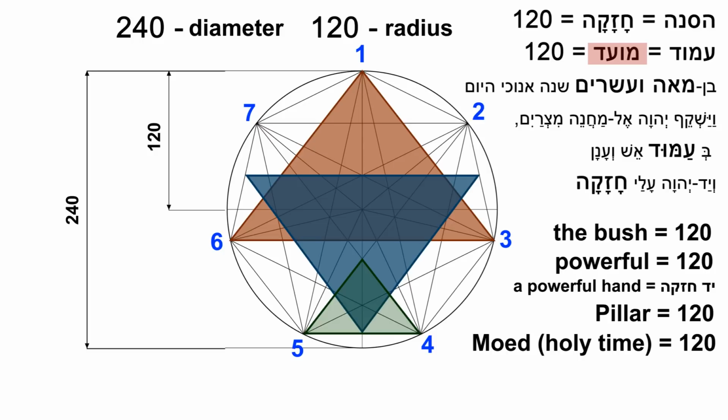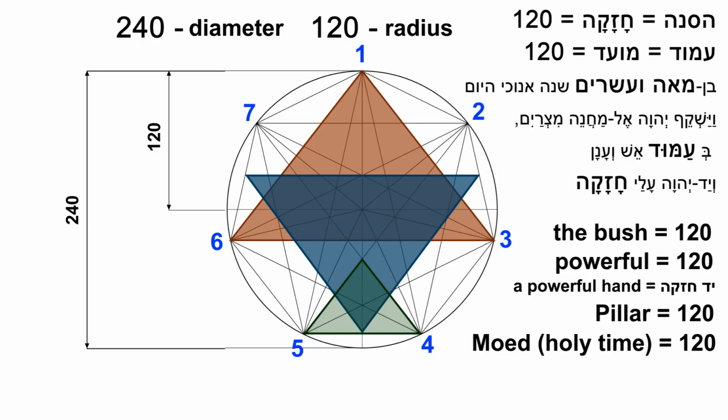120 is Moed, Ohel Moed, the tent of holy times built in the desert. Moeds are holidays in Hebrew, and these were given only after Exodus from Egypt. And 120 is the lifespan of Moses, and this fact sums it up.